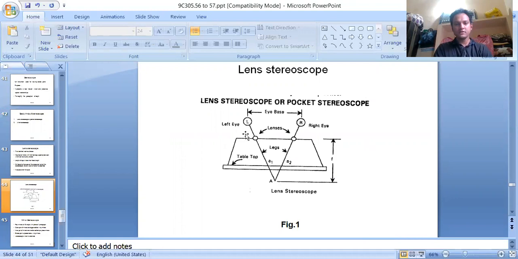So here, this is the portion where we can see the fusion. This is the common portion of the left eye and right eye. So here it will fuse this area and give us a single picture.